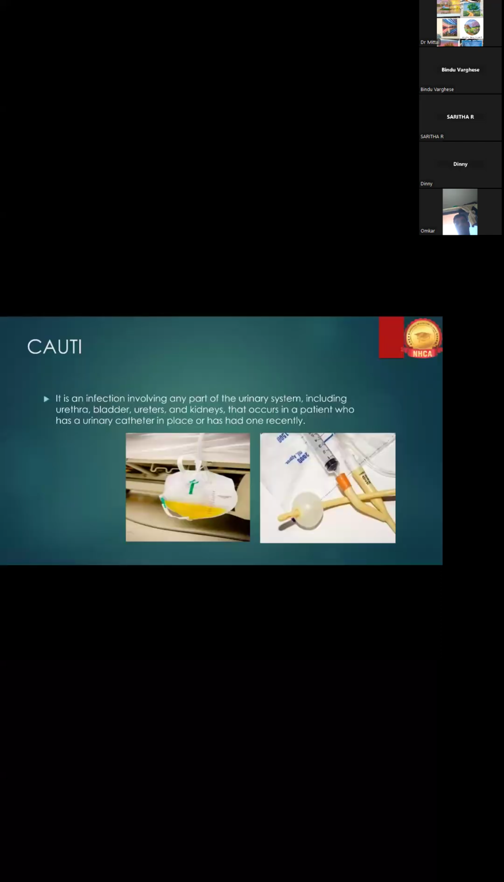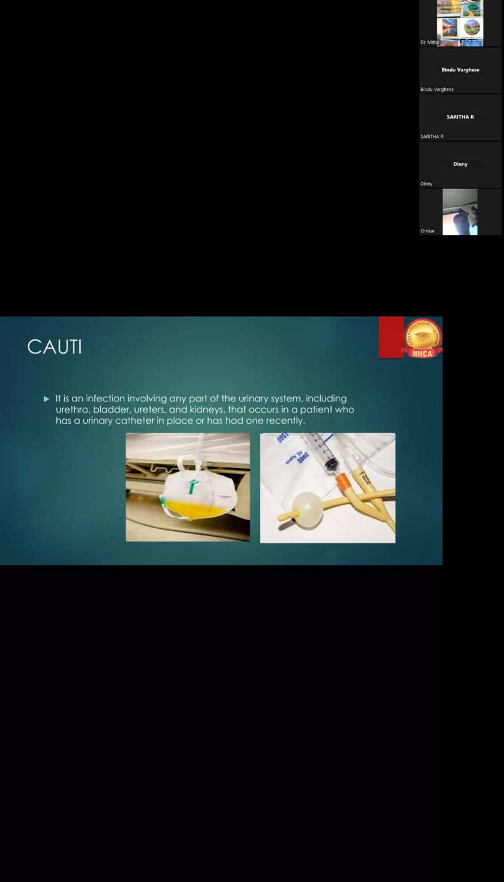Now let's move on to CAUTI. CAUTI is catheter-associated urinary tract infection. So what's a CAUTI? It's an infection involving any part of the urinary system. It can be urethra, bladder, ureters, kidney, that occurs in a patient who has a urinary catheter in place or has had one recently. Okay.